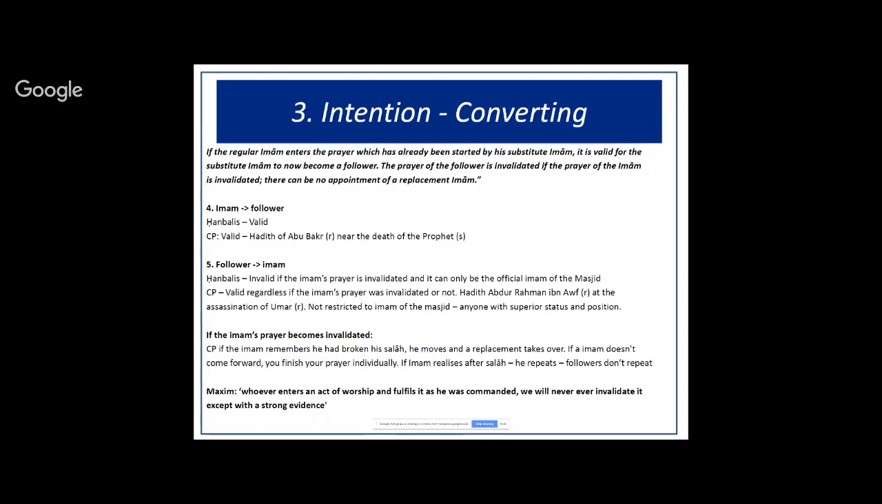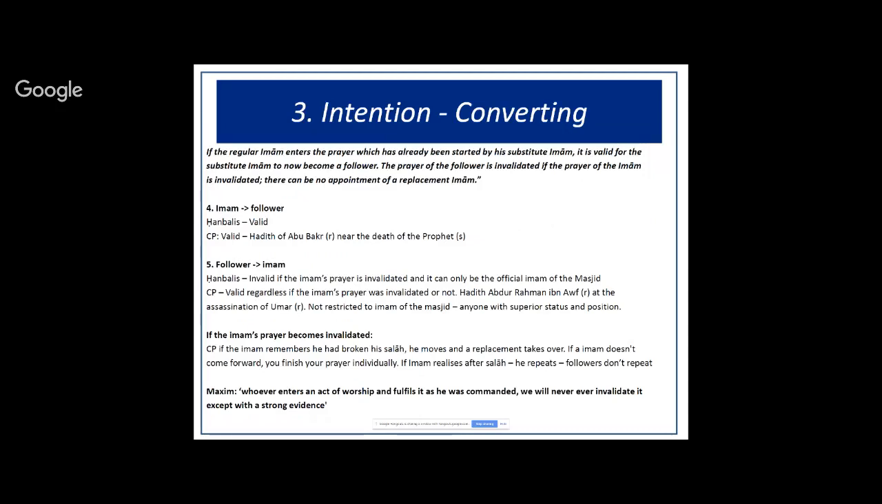Number 4, an Imam becoming a follower. So a regular Imam of a city is not present, so his substitute Imam is leading the prayer. Then the normal Imam comes, so the substitute steps back and the main Imam takes his place. So the Imam has gone from being an Imam to being a follower. The Hanbalis say this is valid, and we also say this is valid.